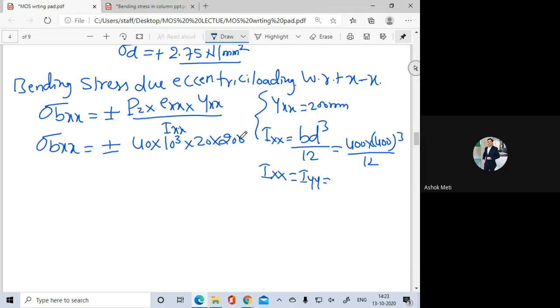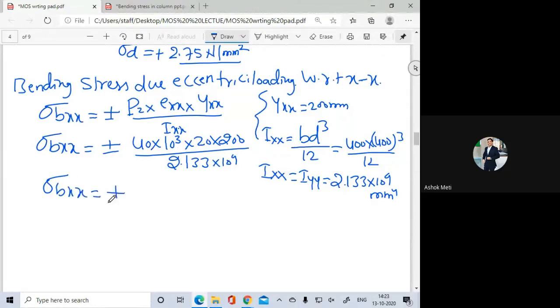So now I will put 200, that is the y-axis, and Ixx is equal to Iyy is equal to, what is the Ixx? 2133 into 10 raised to 6. Yes, so it is 2.133 into 10 raised to 9 mm raised to 4. So you can check this, 2.133 into 10 raised to 9. So now I will put 2.133 into 10 raised to 9. So now sigma b xx will be equal to, again, plus or minus. Okay, I will tell why it is a plus, why it is a minus.